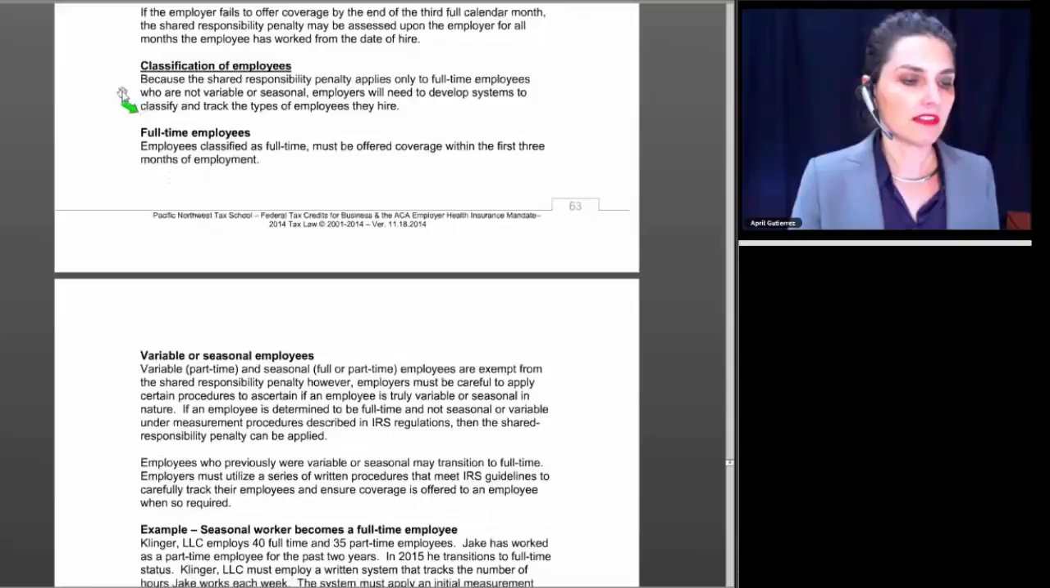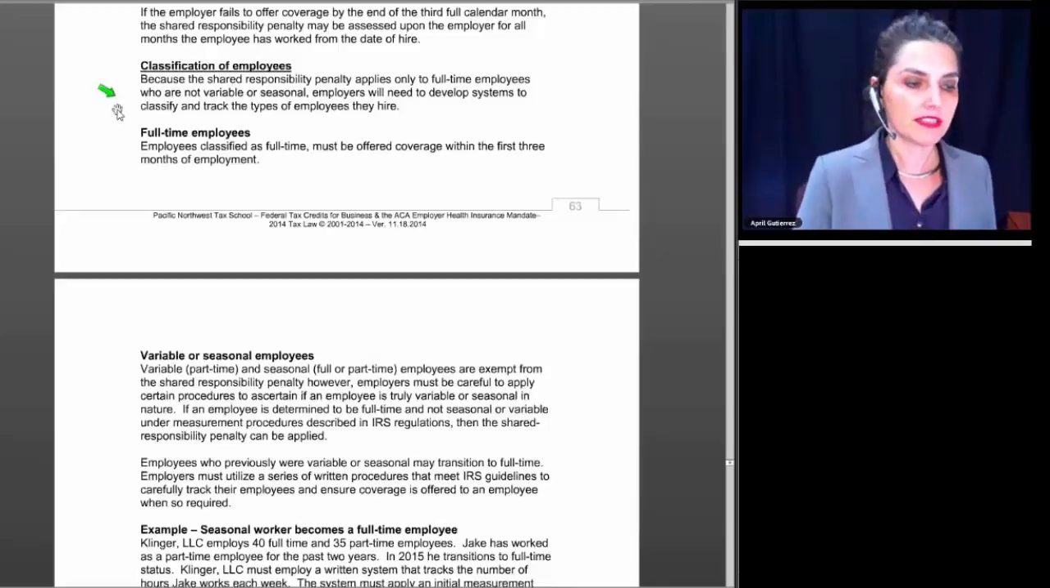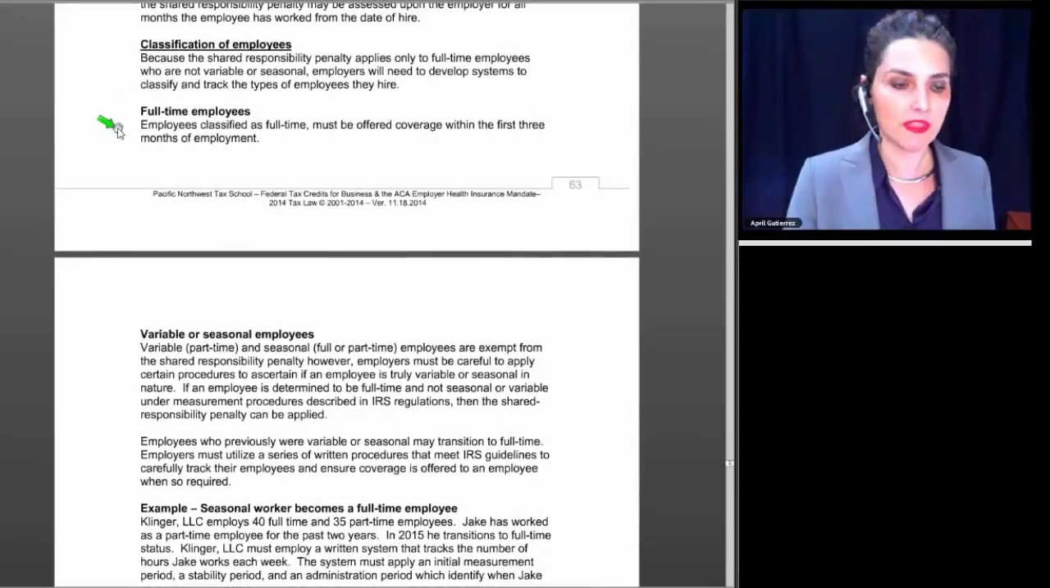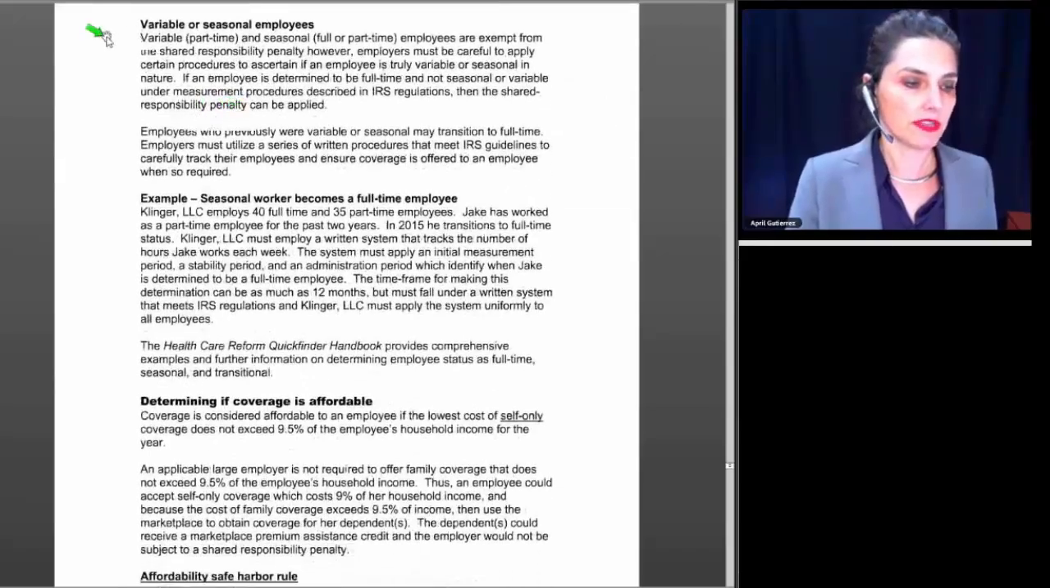So let's look next at classification of employees. Because the shared responsibility penalty applies only to full-time employees who are not variable or seasonal, employers will need to determine or develop systems to classify and track the types of employees they hire. Firstly, employees classified as full-time must be offered coverage within the first 3 months of employment. For variable or seasonal employees, we've got different rules. Firstly, for variable, part-time, and seasonal employees, they're exempt from the shared responsibility penalty.